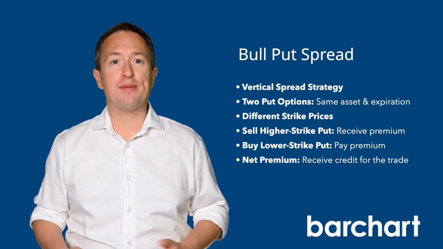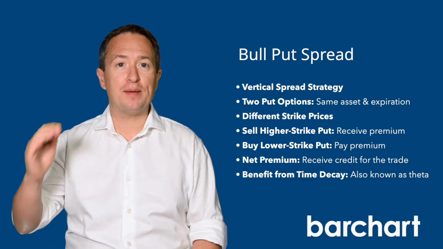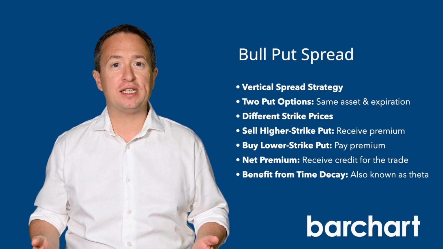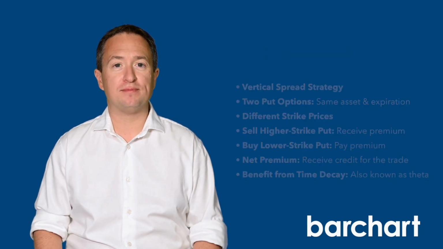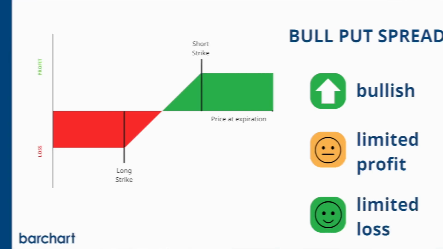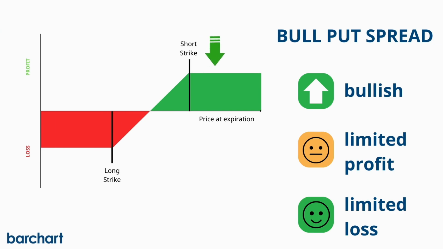This strategy aims to profit from limited upside in the underlying asset price or from time decay, also known as theta. The goal of a bull put spread is for the underlying price to stay above the short put strike price. When this happens, the investor experiences the maximum profit. Any downward price movement below the long put will lead to a loss.